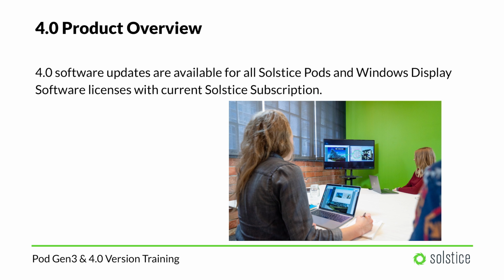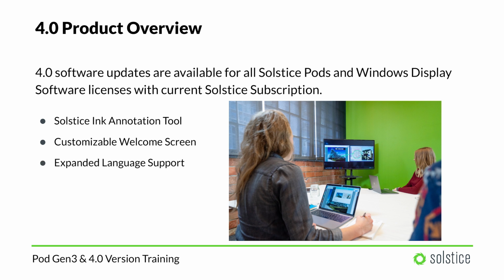Let's take a look at the software-based features in 4.0 that are available for all Solstice pods and Windows licenses. Solstice Ink allows users to wirelessly highlight and mark up displayed content from anywhere in the room using their smartphone. There are additional capabilities and updates, such as customizable welcome screen instructions, expanded language support, API updates and bug fixes, and local OTA update mechanism. Overall, these features deliver a more integrated user experience.